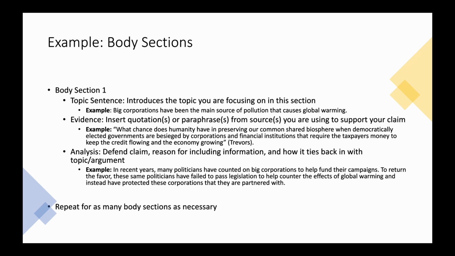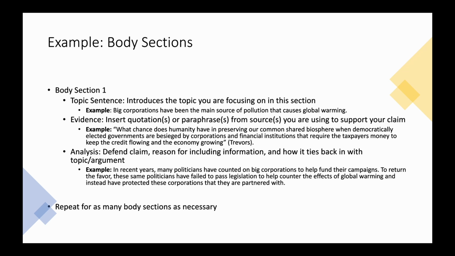And the next step would be to analyze, to defend that claim, the reason for including that information, and how it ties back in with the topic and argument. So our example to defend that previous quotation that we just mentioned is, in recent years, many politicians have counted on big corporations to help fund their campaigns.